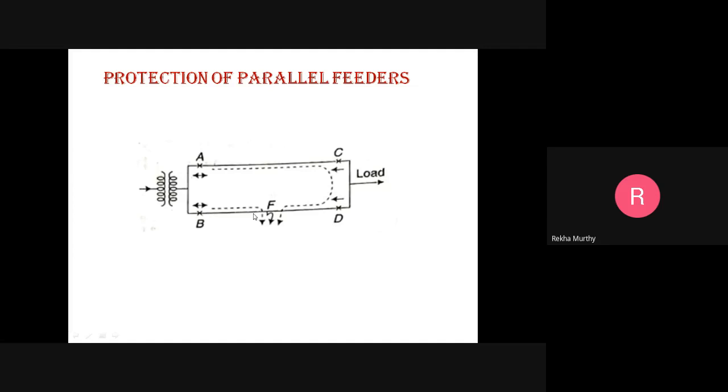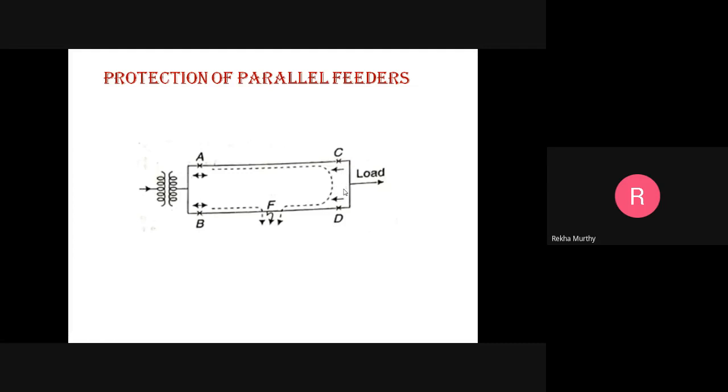Suppose non-directional relays are used at the positions of C and D. Both relays placed at C and D will trip for a fault at D. But when you place them in that fashion, that is not the desired one, because the healthy feeder also gets tripped. Due to this reason, the relays at C and D should always be directional overcurrent relays.